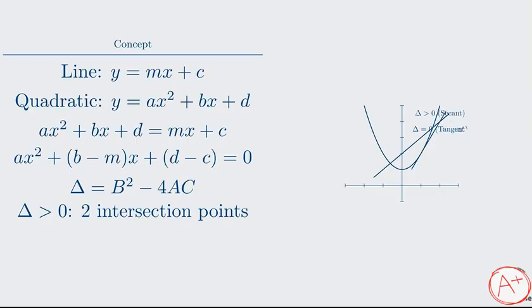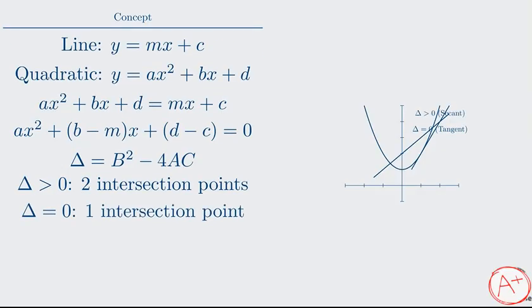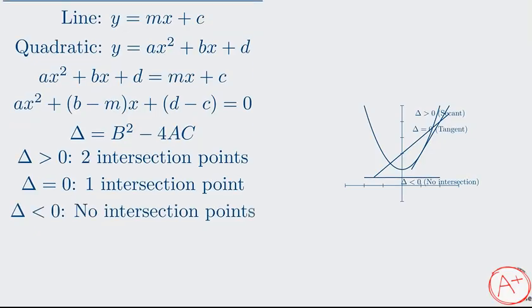Second, if the discriminant equals 0, there is exactly one real root. This means the line is a tangent. It just kisses the curve at a single point. Finally, if the discriminant is less than 0, there are no real roots. The line and the curve never meet.